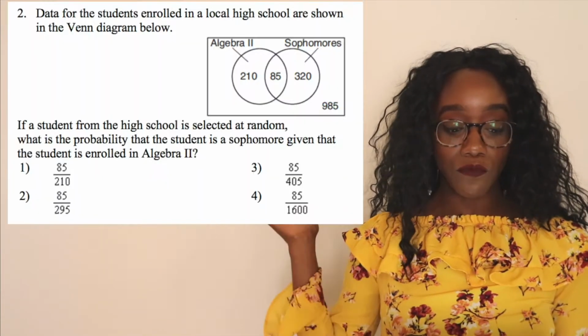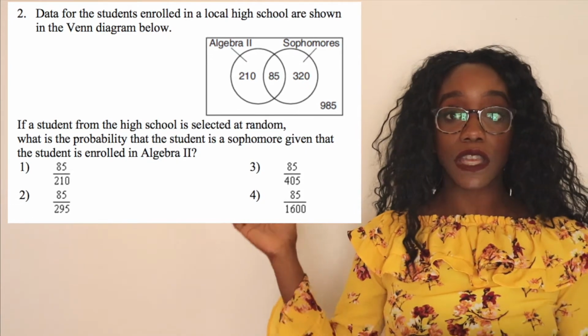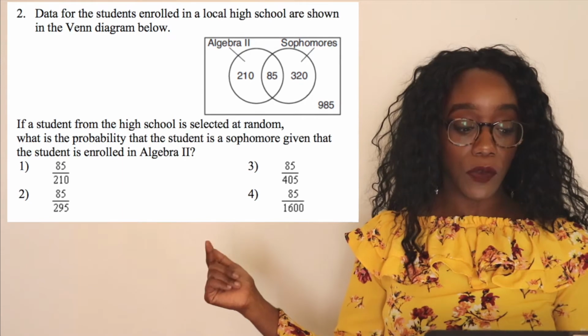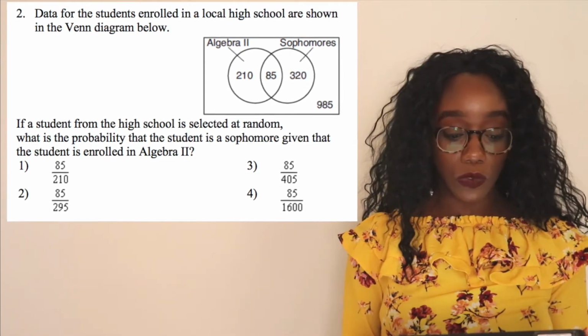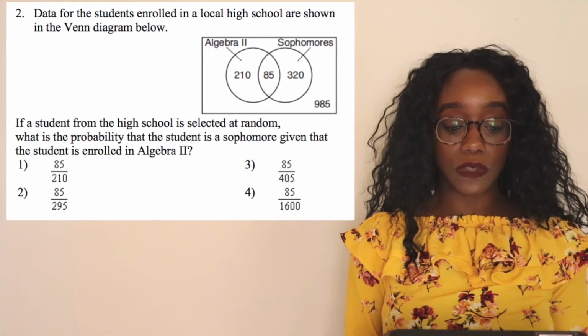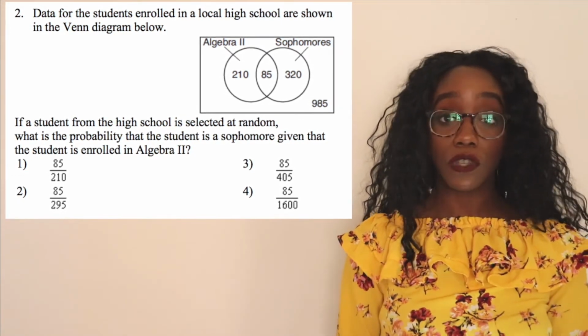Alright, so let's move on to number 2. So number 2 says, data for the students enrolled in a high school are shown in the Venn diagram below. If a student from the high school is selected at random, what is the probability that the student is a sophomore given that the student is enrolled in Algebra 2?